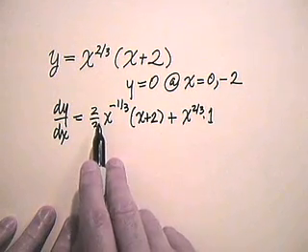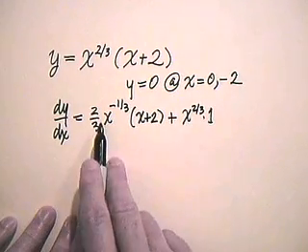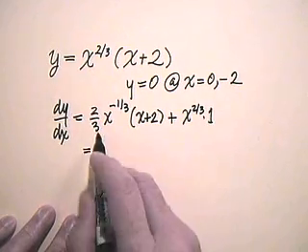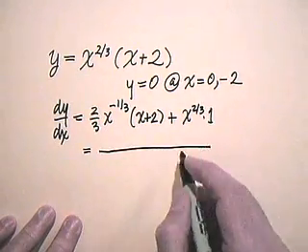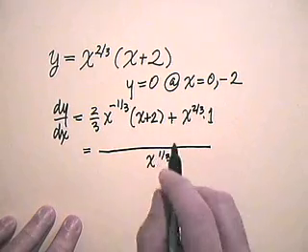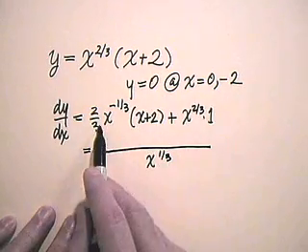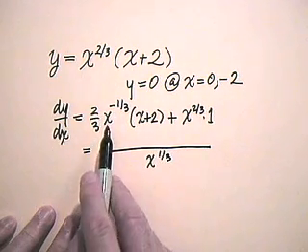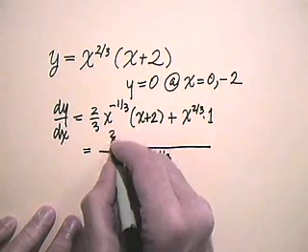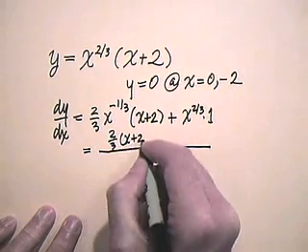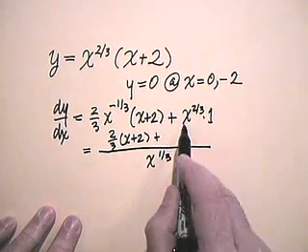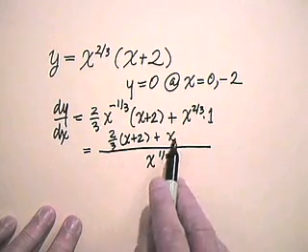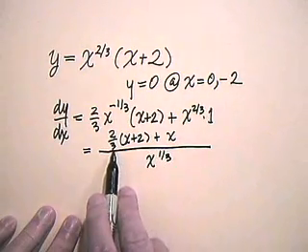If I multiply top and bottom throughout by x to the 1/3 power, what I then have is the entire expression divided by x to the 1/3, and then multiply the whole thing by x to the 1/3. So x to the 1/3 times x to the negative 1/3 is simply 1. So we have 2/3 times the quantity x plus 2 plus x to the 1/3 times x to the 2/3, which is simply x. Notice how the numerator has become very simple now.